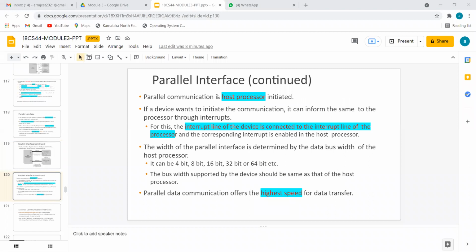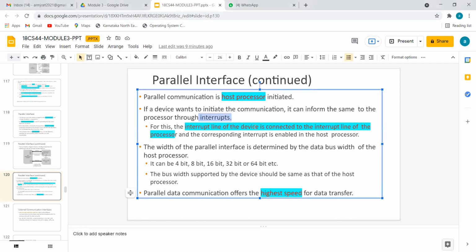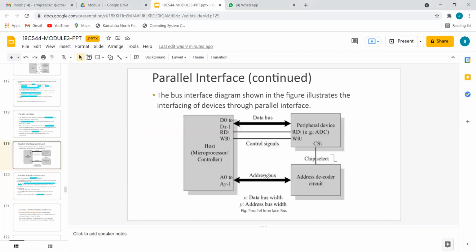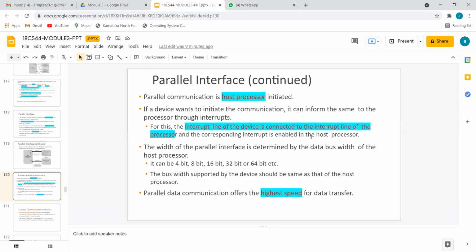Okay, so now some of the important points. It's a host control concept. The device, whoever wants to communicate, can inform the processor through interrupts. This line is important: interrupt. It is so important because the interrupt line itself is connected to the device. You can see here, it is not explicitly mentioned, but this address and chip selection itself is an interrupt activity. Through this interrupt, the particular peripheral device informs the master whether it wants to send or receive data.